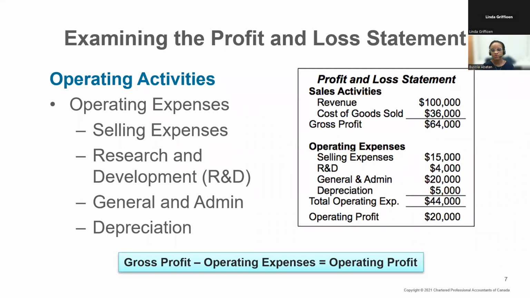So for our previous example, where we had the revenues of 100,000, and then we also had the cost of goods sold of 36,000, and we had a gross profit or a gross margin of 64,000. If we have the selling expenses of 15,000, for example, and then research and development of 4,000, and general and admin of 2,000 and depreciation of 5,000, we have total operating expenses of 44,000. At the end of the day, when we take the 44,000 away from the 64,000, we have operating profits of 20,000. And again, I mentioned that every business wants those numbers to be positive, the results of all these subtractions to be positive, so that you can stay in business and continue to generate revenues and sustain your business. So gross profit minus your operating expenses equals the operating profits.